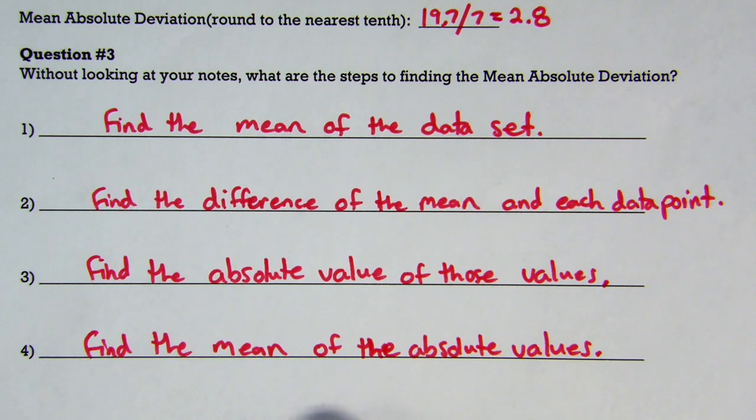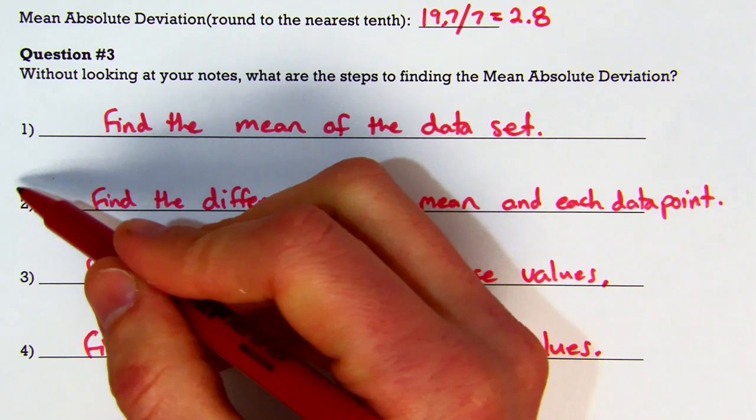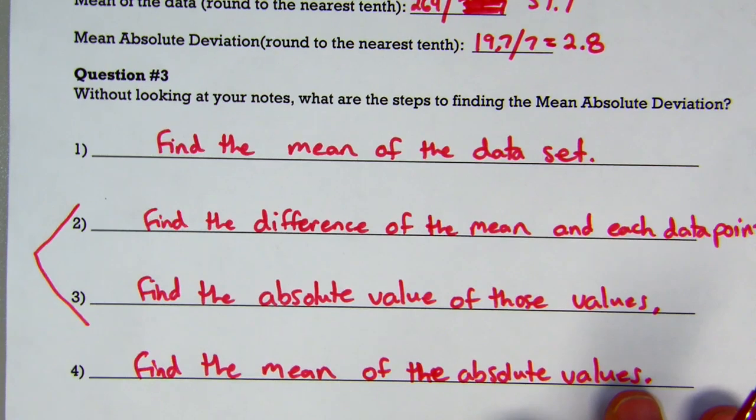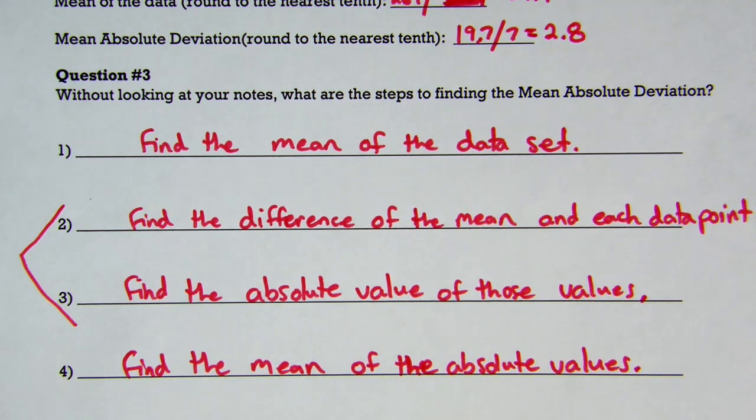And then lastly, we have our steps to finding it. Just like I did in problem 2, lots of times you can combine steps 2 and 3. When you find the difference of them, you can already turn it into the absolute value. There's no reason to have a negative number and then turn it into a positive. Just take the absolute value every single time.